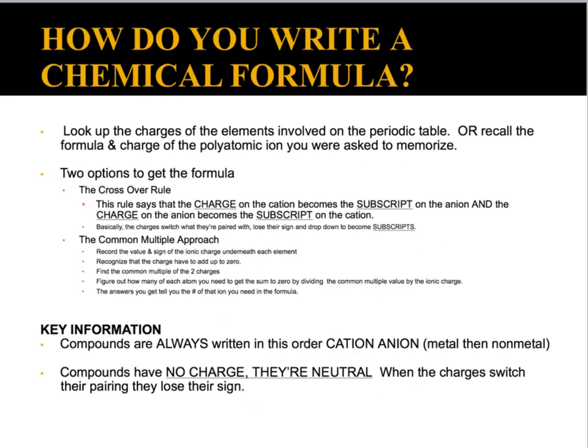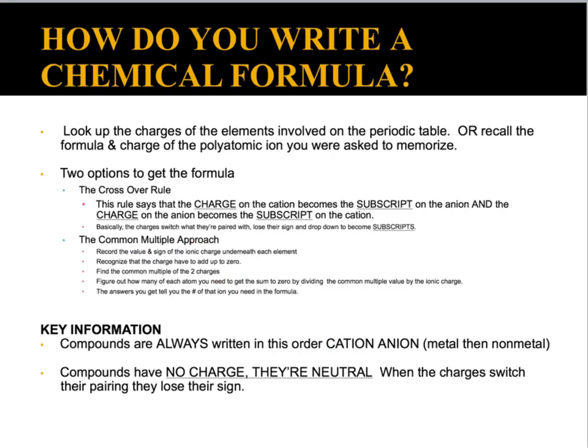Well, a couple of things that you need before you can write the formula using either of the approaches that I'm going to show you. The first thing that you need to be able to do is use your periodic table to help you look up charges of the elements that are involved. Now, sometimes this can be tricky because sometimes elements, particularly metals, those transition metals that fall in the middle of the table, so groups 3 through 12, might have more than one charge for the cation that they form. In that case, I would tell you which one I wanted you to use.